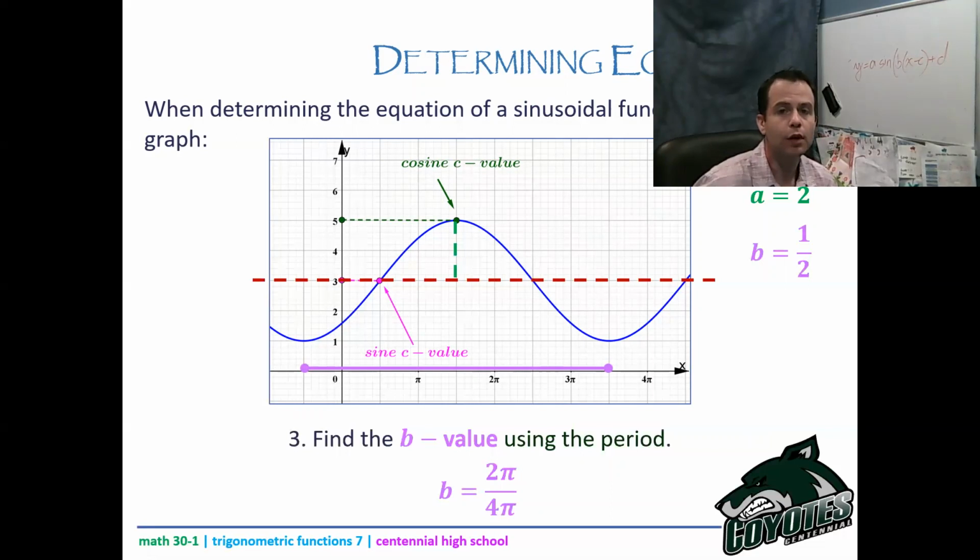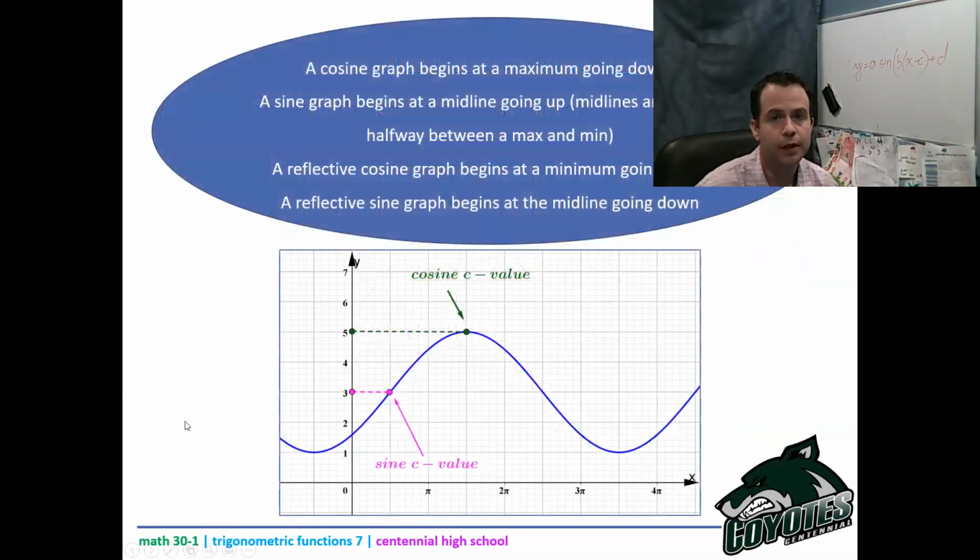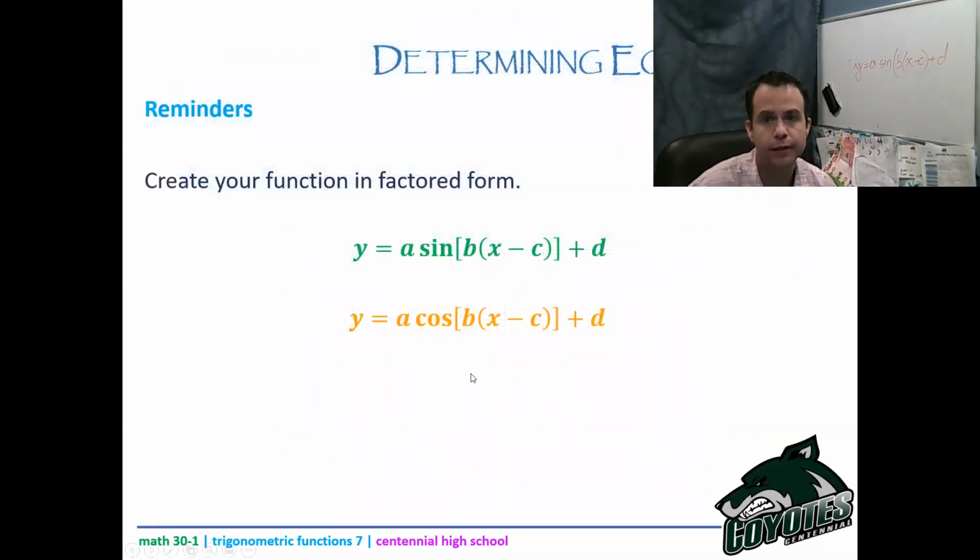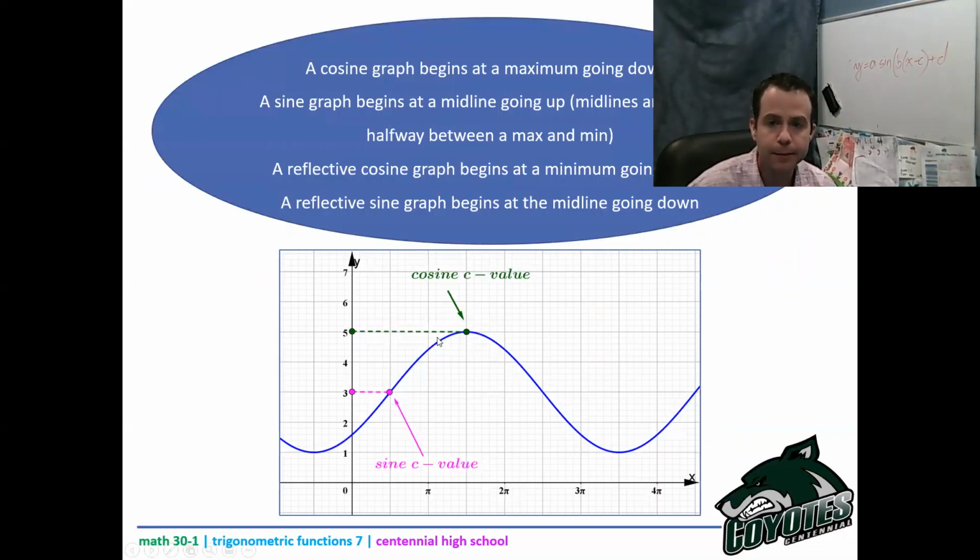Okay, so we're just going to take a quick look at trying to find those pictures. Just a quick reminder, based on what we've done in some previous lessons as well, a cosine graph is always going to begin at a maximum and then head down. Okay, a cosine graph starts at a maximum and then always heads down. A sine graph is always going to start at a midline and heads up. So on this diagram, we've marked where the starting C value would be.